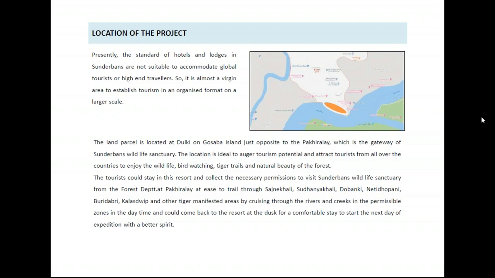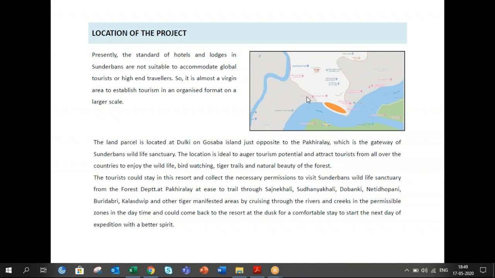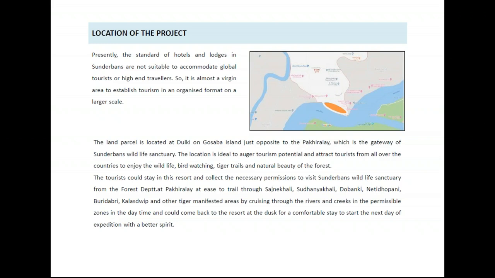The tourists could stay in this resort and collect the necessary permissions to visit Sundarban's wildlife sanctuary from the forest department at Pakhiralay, to trail at ease through Sajnekhali, Sudhanyakhali, Dobanki, Netidhopani, Buridabri, Talasdeep, and other tiger-infested areas by cruising through the rivers and creeks in the permissible zones in the daytime, and could come back to the resort at dusk for a comfortable stay to start the next day of expedition with a better spirit.